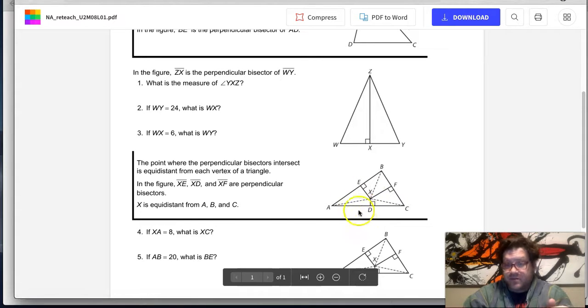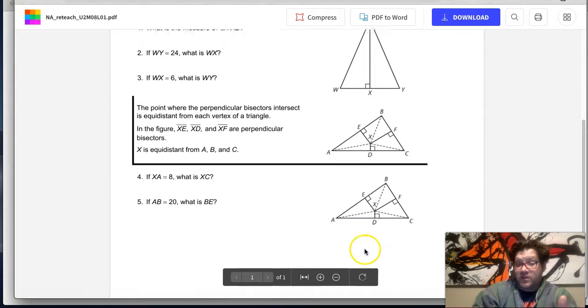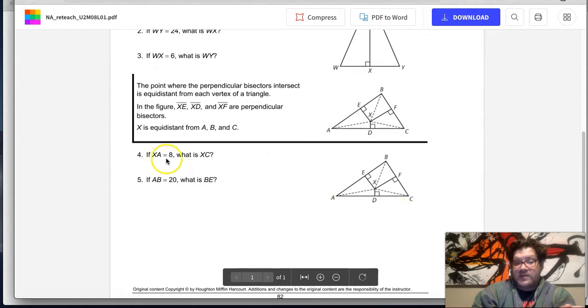The circumcenter, which is the one we're doing here, is found with perpendicular bisectors, and this center point is equidistant, or the same distance, from each of the vertexes. So from X to B is the same distance as from X to C and X to A. That's what circumcenter means. Looking at this part, if XA is 8, so if this length is 8, what's XC? Well, it's the circumcenter, so they're the same. If that's 8, that's 8. Done. That is the basics of this section.